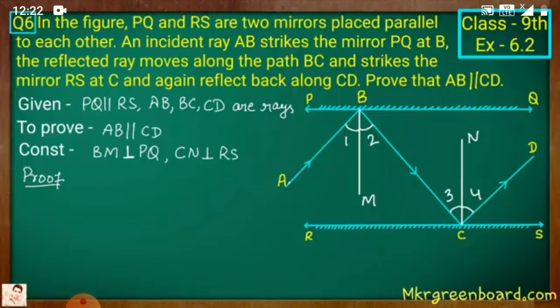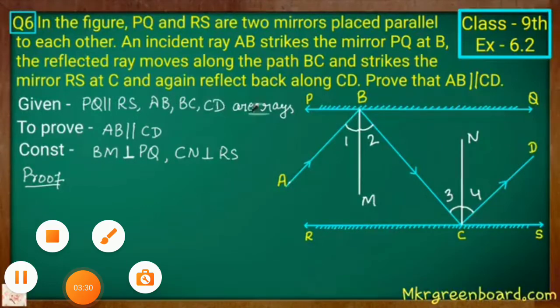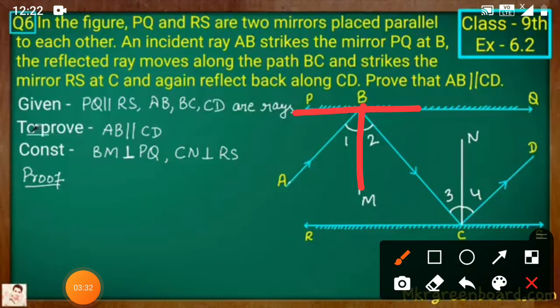First of all, we need to write what is given in the question. First, PQ is parallel to RS. AB, BC, CD are rays. To prove AB is parallel to CD. BM is perpendicular to PQ, and CN is perpendicular to RS. Okay, now we'll solve the proof.